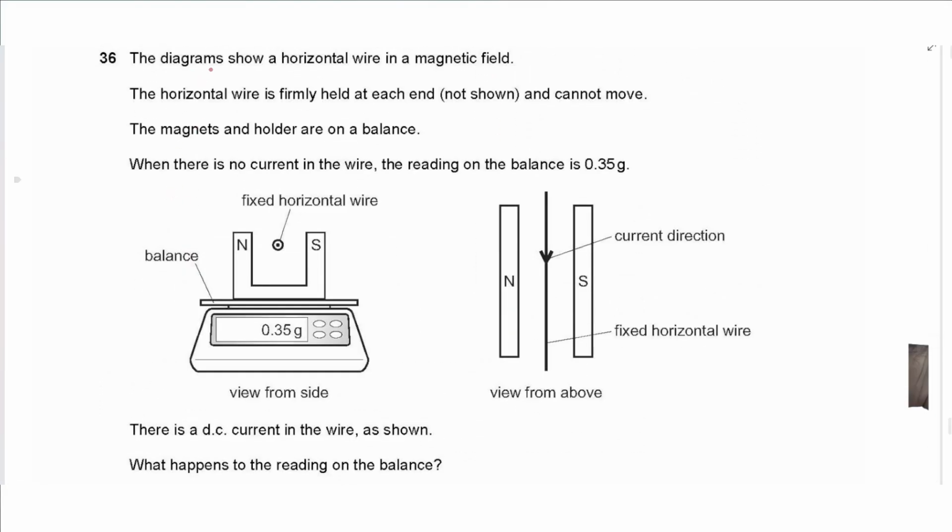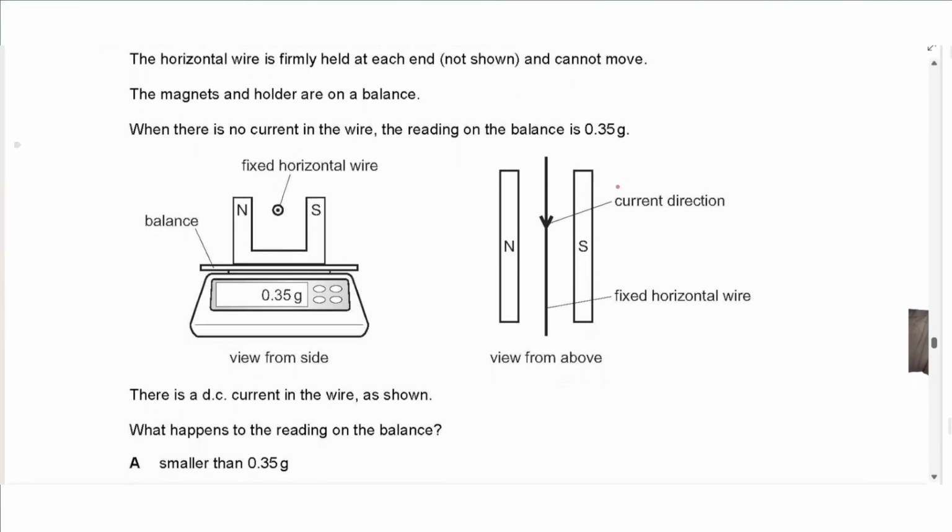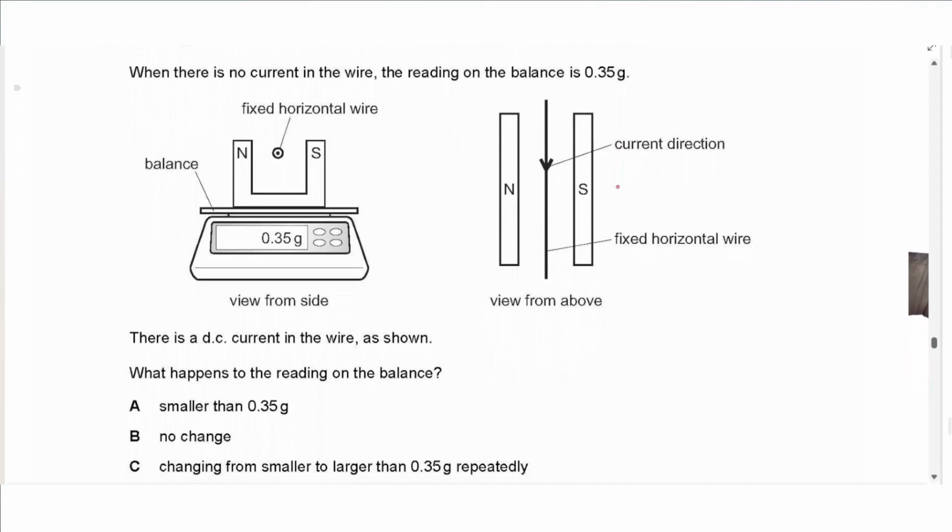Question 36 says the diagram shows a horizontal wire in a magnetic field. The horizontal wire is firmly held at each end. This is not shown, and the wire cannot move. The magnets and holder are on a balance. When there is no current in the wire, the reading on the balance is 0.35 grams. There is a direct current in the wire as shown. What happens to the reading on the balance?